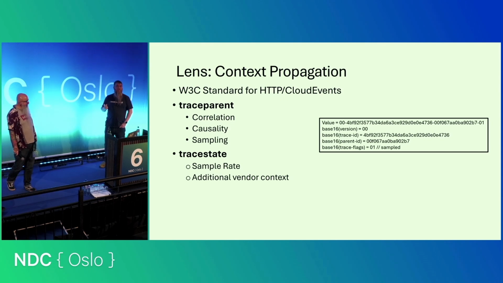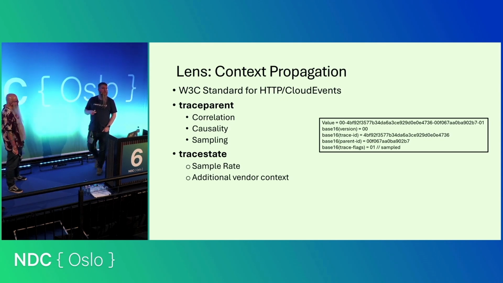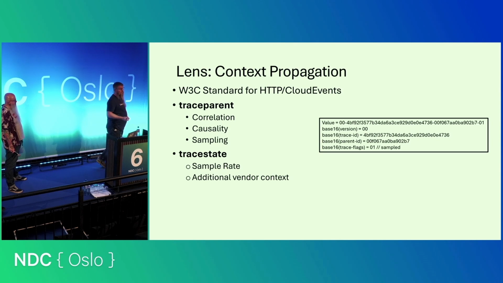We can use sampling information, which allows us to sample our traces in an effective way to manage cost. It also allows us to do vendor-specific stuff using something called trace state and take things like sample rate. So we're not just saying, drop all this data. We're saying, no, we kept 1% of it for this particular criteria.